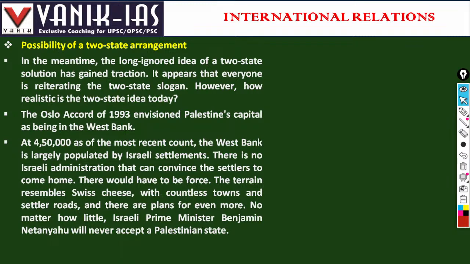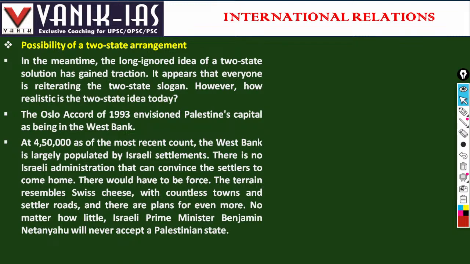At 450,000 as of the most recent count, the West Bank is largely populated by Israeli settlements. There is no Israeli administration that can convince the settlers to come home. The terrain resembles Swiss cheese, with countless towns and settler routes, and their plans were even more. Israeli PM Benjamin Netanyahu will never accept a Palestinian state.